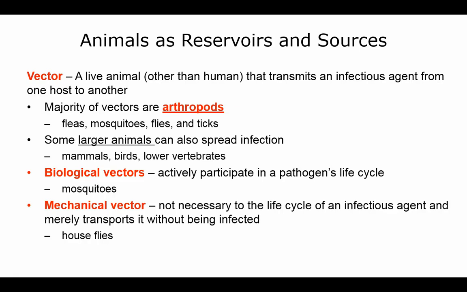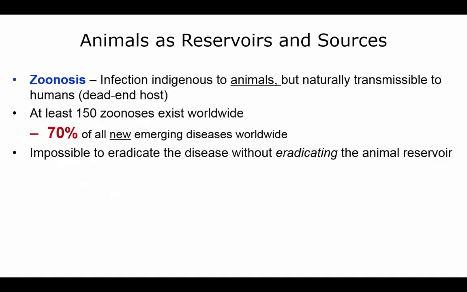Biological vectors are infected. They are participating in the pathogen's life cycle, like mosquitoes. A mechanical vector is a passive carrier, usually where you find the infectious agent on the outside of the vector, like houseflies. We know we don't want them crawling all over everything because they carry diseases and they carry microbes that can cause us problems on their bodies.